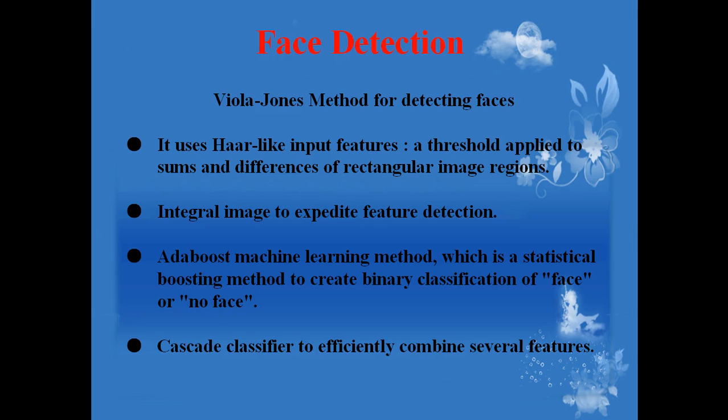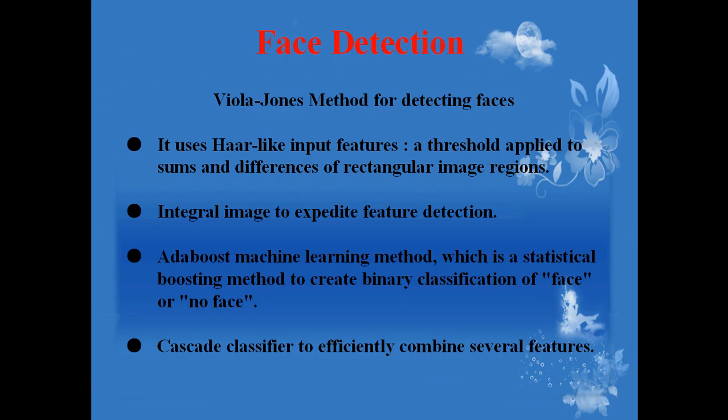The final method is the tried and tested Viola-Jones method for detecting faces. Here are some features of this method. The features used in this method are based on Haar wavelets. The two-dimensional representation of a Haar wavelet is a pair of adjacent rectangles, one light and one dark.